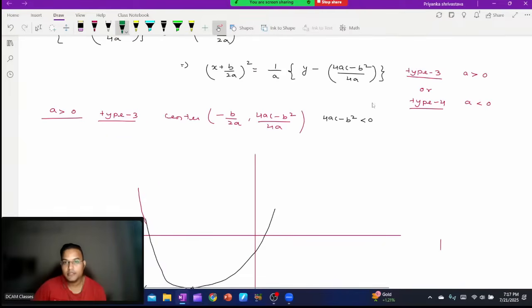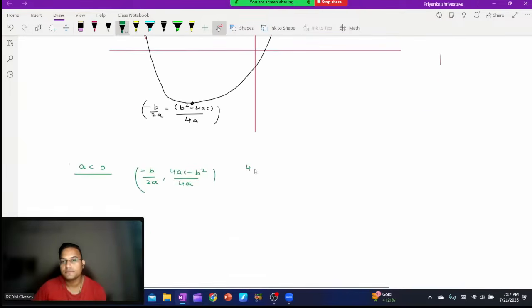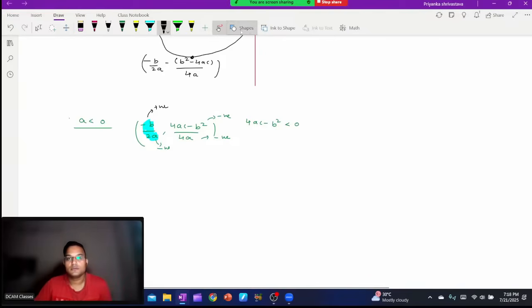Here also, if I have taken this 4ac minus b square is less than 0, in that case a is less than 0, so this whole part will be positive. 4ac minus b square by 4a will be positive. This is because this is negative, this is also negative, this is negative, then this whole thing will become positive. So since a is less than 0, a is negative, so this will be of this type parabola.